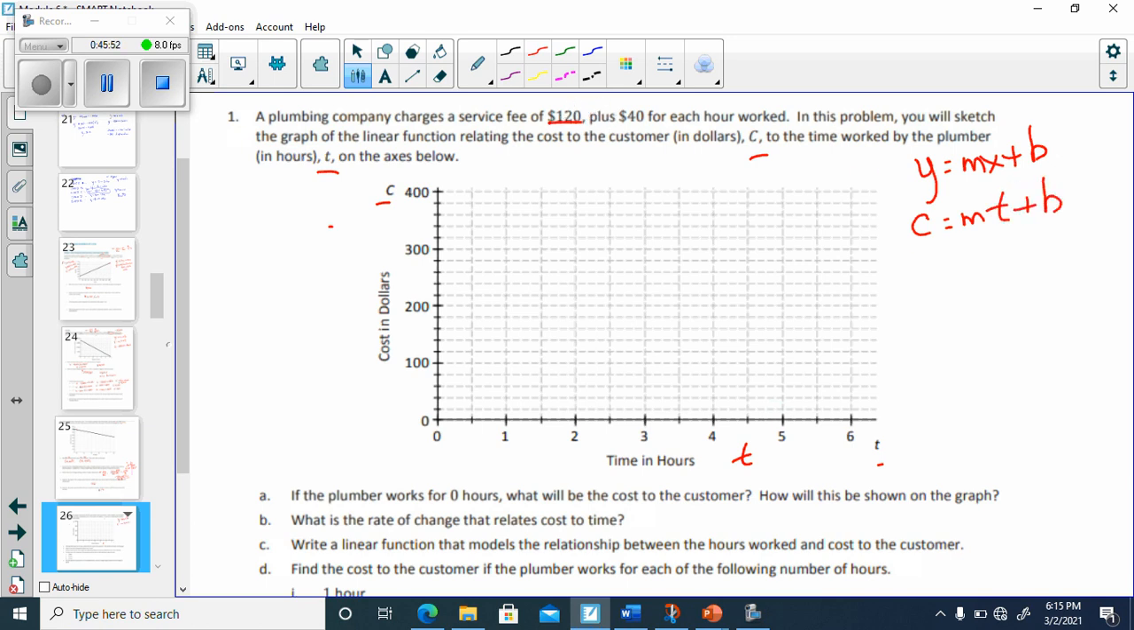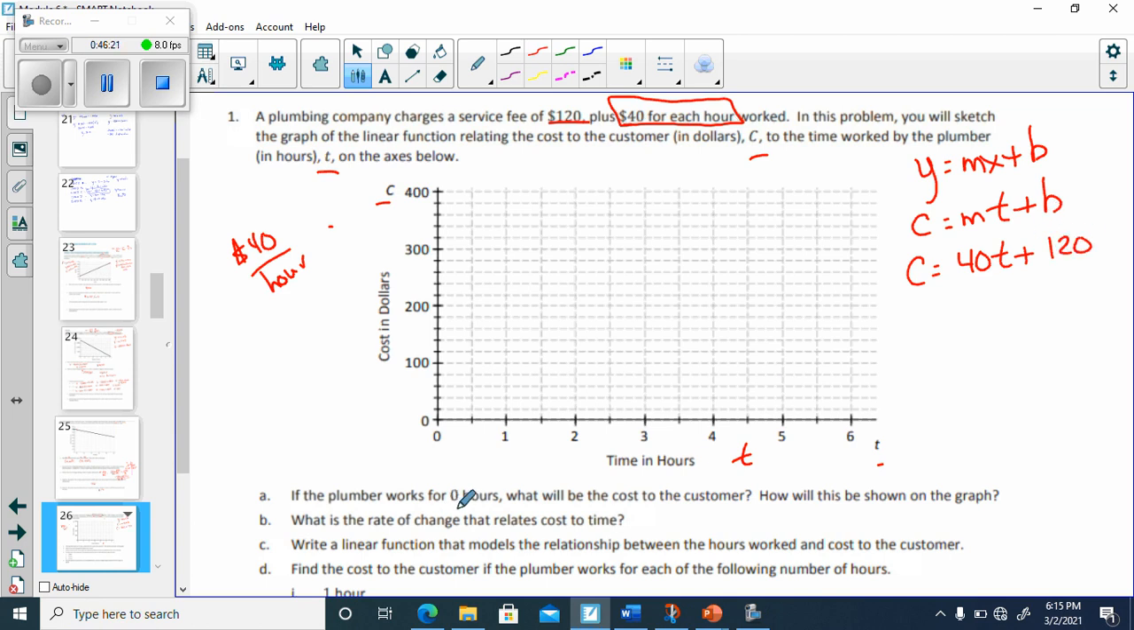He charges a service fee of $120 plus $40 for each hour worked, okay? See, $40 for each hour. That's $40 per hour. When you think of it that way, 40 is your rate of change. It's written out here for us, so we know what it is. Times the number of hours plus our initial fee, which is $120, okay?